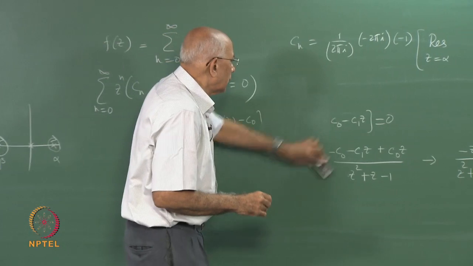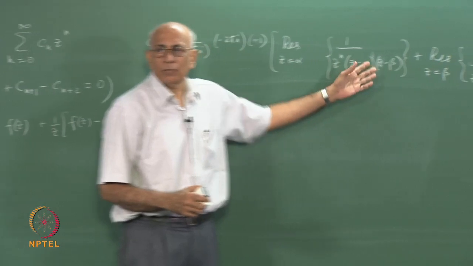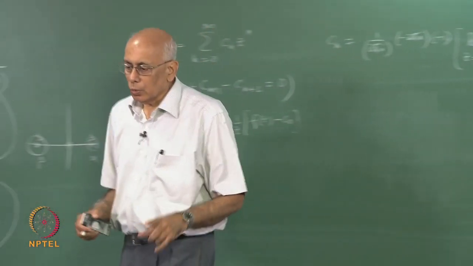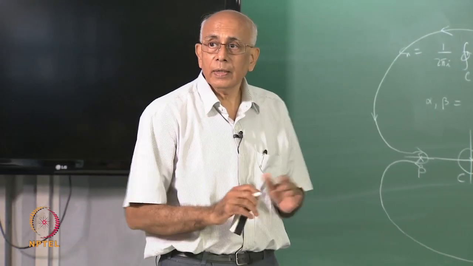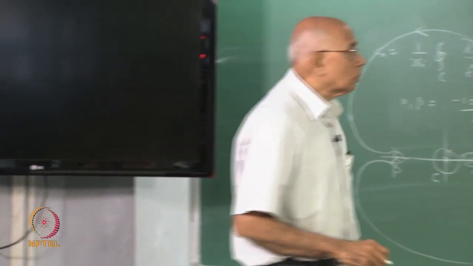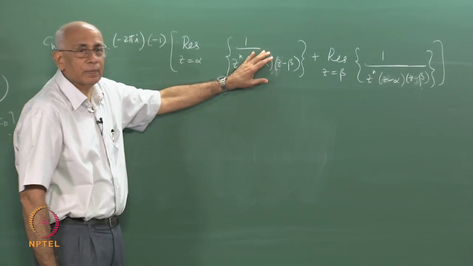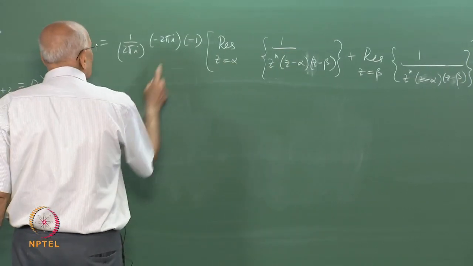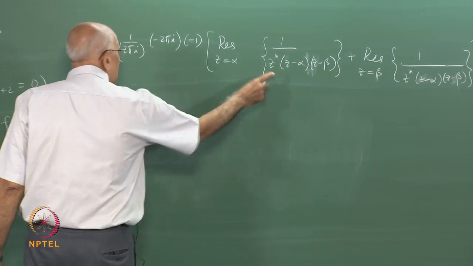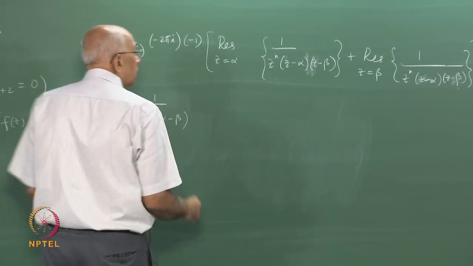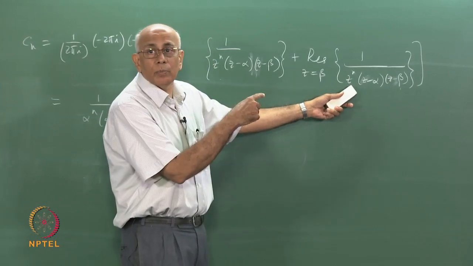And that is easily evaluated because these are simple poles at both alpha and beta. So what you need to do is to multiply, for instance, for the residue at z equal to alpha, this function by z minus alpha and take the limit as z goes to alpha. So it just says remove this factor and set z equal to alpha everywhere else. So this cancels out and you get 1 over alpha to the power n, and then this is alpha minus beta, that is this portion, and here you have to set z equal to beta.